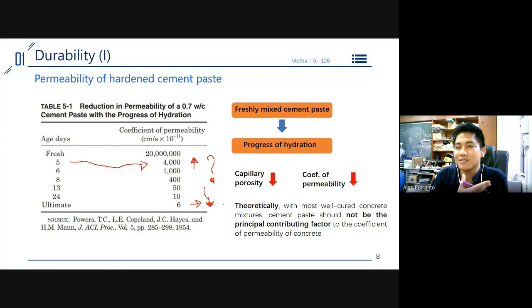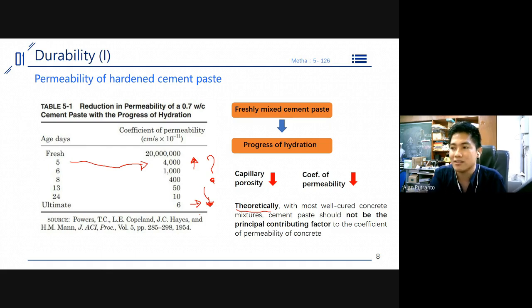And the answer is, let's say this: I agree with our seniors' opinions. When our concrete becomes more hardened as time increases, the capillary pores inside the concrete will decrease, and automatically the permeability will be smaller. But theoretically, Metha says that with most well-cured concrete mixtures, the cement paste should not be the principal contributing factor to the coefficient of permeability of the concrete. Right now we are talking about the cement paste. Later, we will talk about the aggregate. In Metha, he said that this is not the major, not the principal contributing factor.